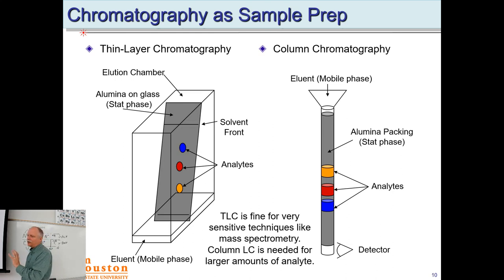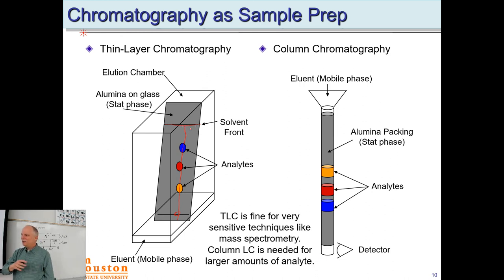So here's thin layer chromatography and also column chromatography. Have y'all done this? Did you do this in organic or quant? You put a little drop down here at the bottom. You have an elution tank. So you put the drop here at the bottom, and then you stick it in this tank, and the solvent front moves up, and you start to see your little dots separate. And then eventually you draw a mark where the solvent is, and you let it dry. If you don't draw that mark, you're in trouble.